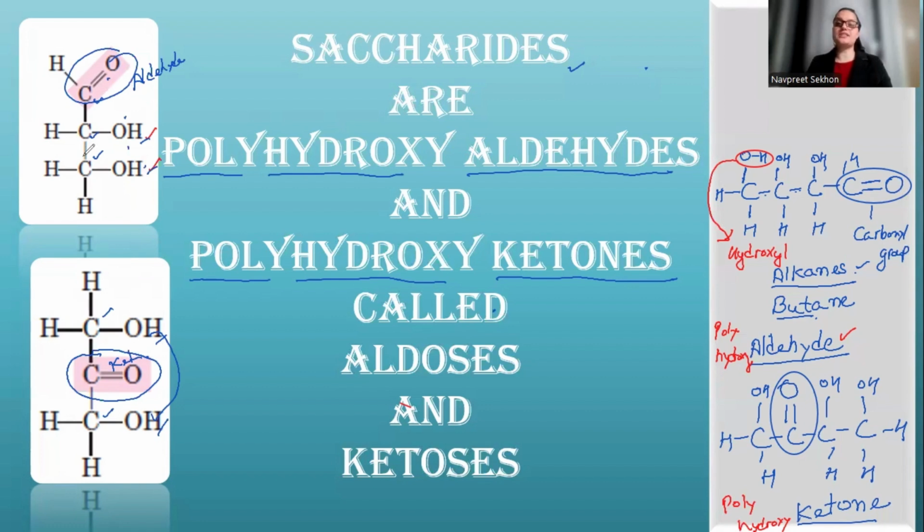If it is polyhydroxyaldehyde, those saccharides or monosaccharides are called aldoses. And if they are polyhydroxy ketones, they are categorized as ketoses. In the next session, we can discuss the structures of different aldoses and ketoses in detail.